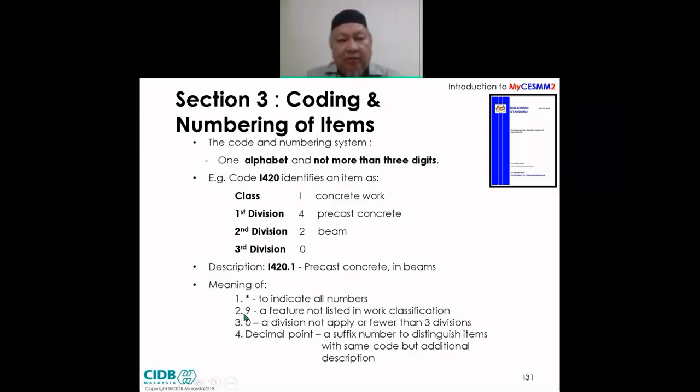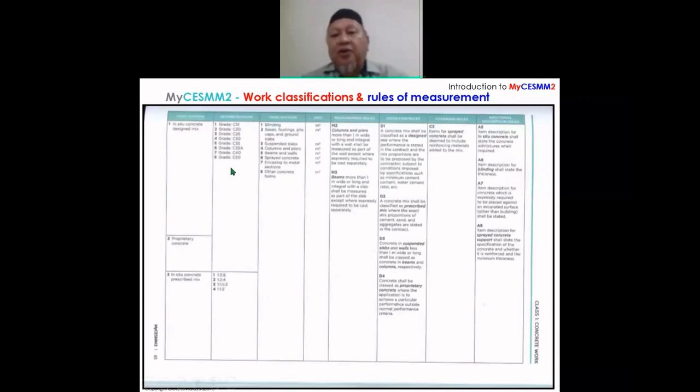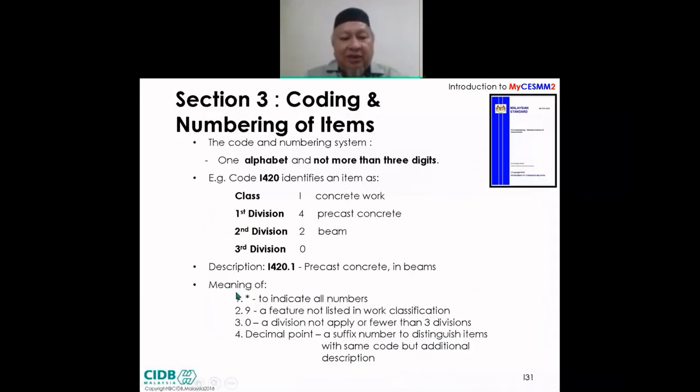Number 9. For example, for your I-beam, your post-tension beam, you need to use grade 80 concrete. And we look here, I hope you can see this. We have grade C15, C20, until the highest one, C50. There's no grade 80. So when you want to introduce something that should belong in this group, then you use number 9. So number 9, grade C80. That is how we use the coding number 9. Next is number 0. Number 0 means when the division is empty, there's nothing, so you use number 0.